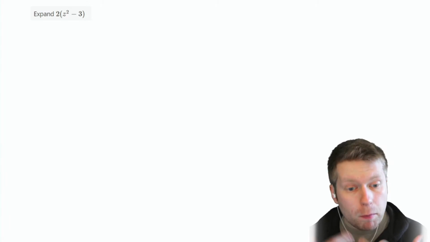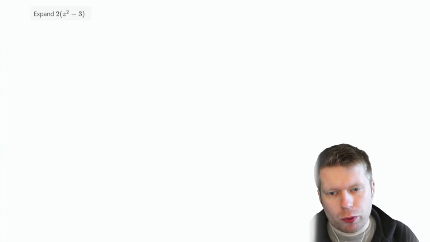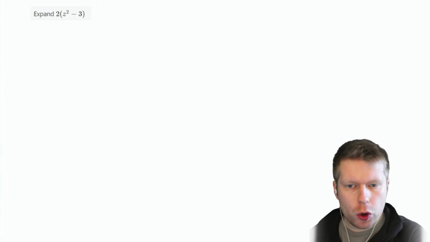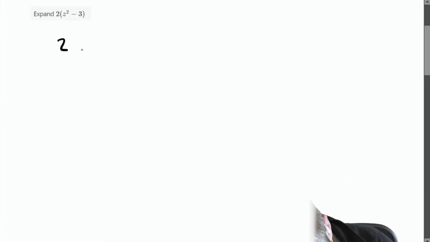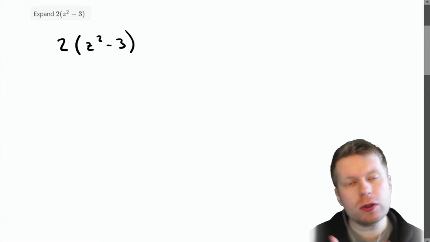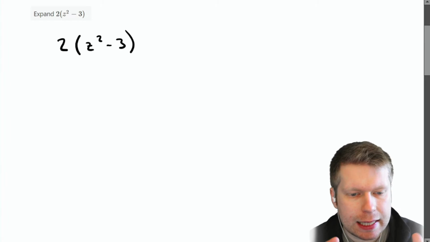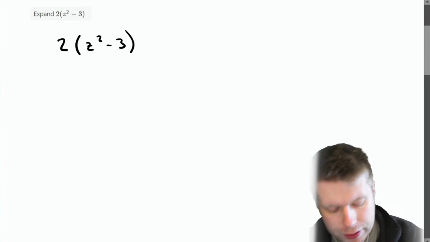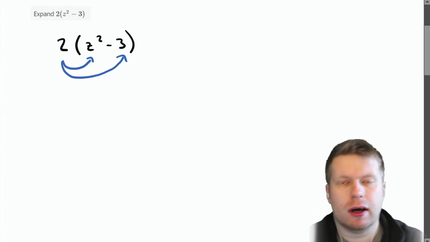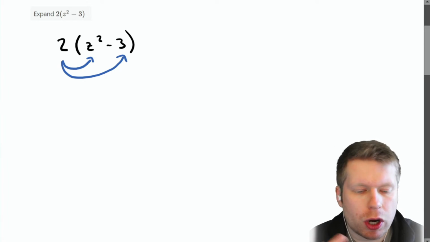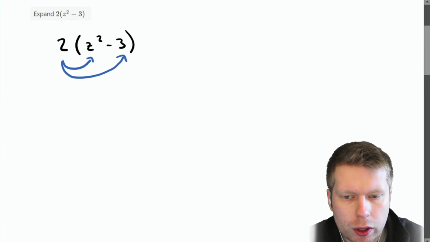All right, so let's have a look at my question 2 then, as it appeared on my screen. We have to expand 2 lots of z squared minus 3. Okay, so this is really a case of just expanding out brackets. So there's a few different ways, or a few different techniques, that you can employ here. The technique which I like is to think, this 2 has to be distributed over every term inside the brackets. In fact, we call this in algebra the distributive law, okay?